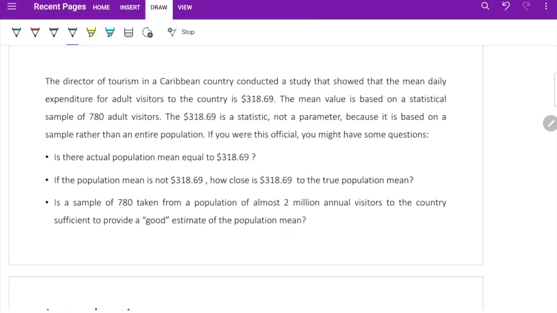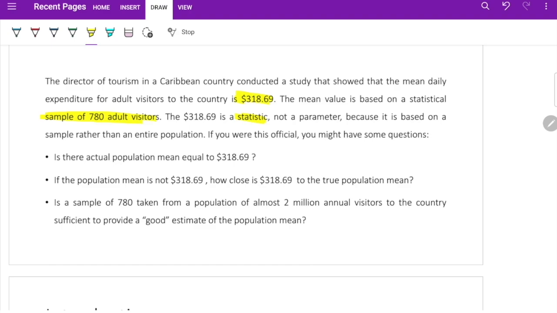A director of tourism of a country conducted a study that showed that the mean daily expenditure for adult visitors to the country is $318. The mean value is based on a statistical sample of 780 visitors. So this number is based on a sample. They took a sample of 780 and found that 318 is the average daily expenditure for these visitors. Because this is the mean of the sample, it's a statistic, not a parameter. Because it's based on a sample rather than the entire population, it's a statistic, not a parameter.